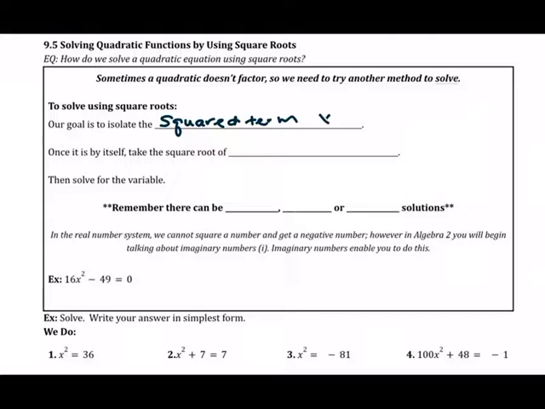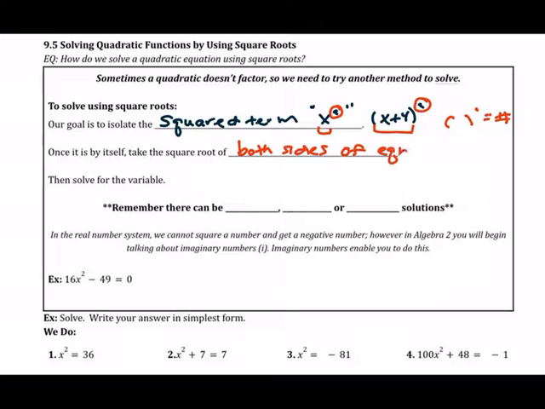Now that could simply be x squared, or it could be something like x plus 4 quantity squared. This is the term that's being squared. So our ultimate goal is basically to solve for the squared term so that we have something squared equals a number, with everything else on the other side. Once we've done that, we're going to take the square root of both sides of the equation. Then we're going to solve for the remaining variable.